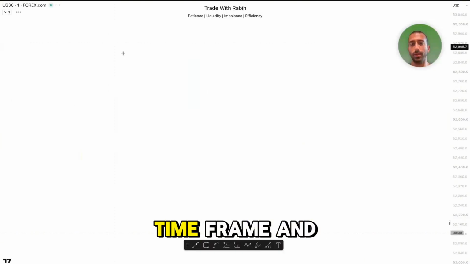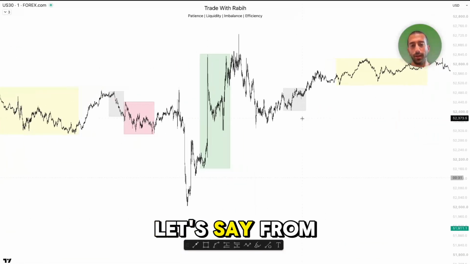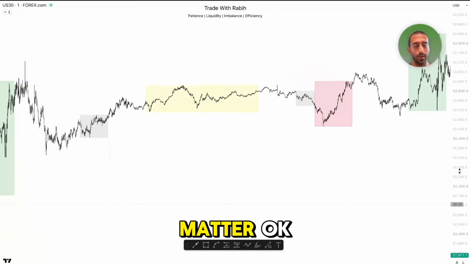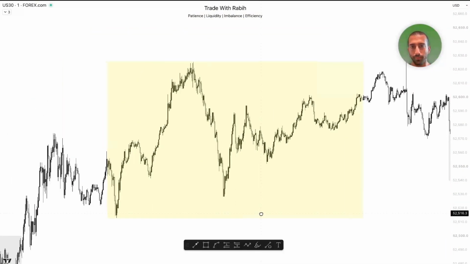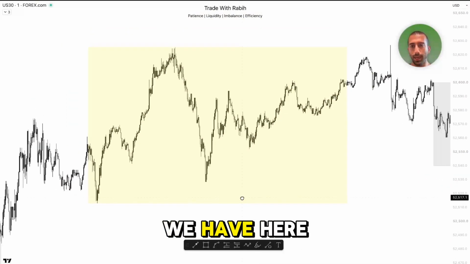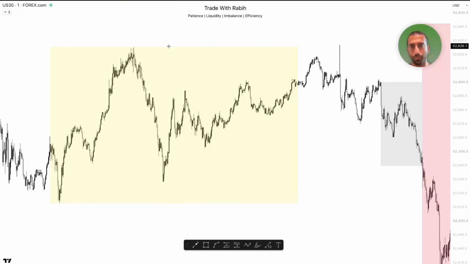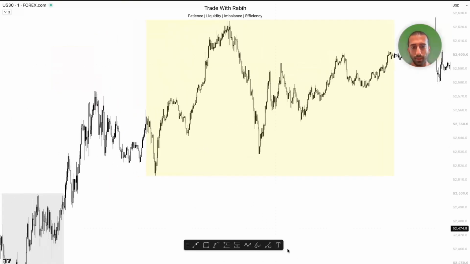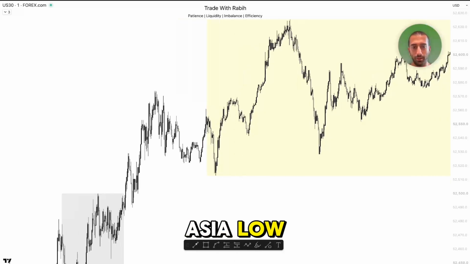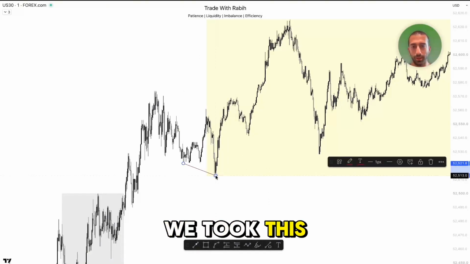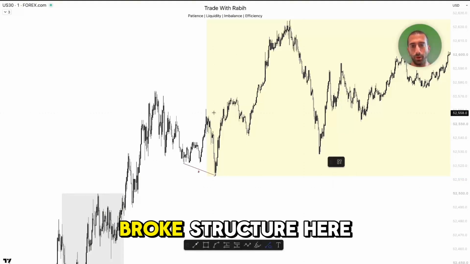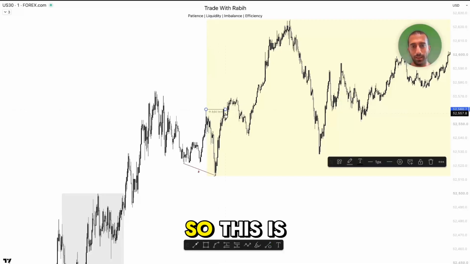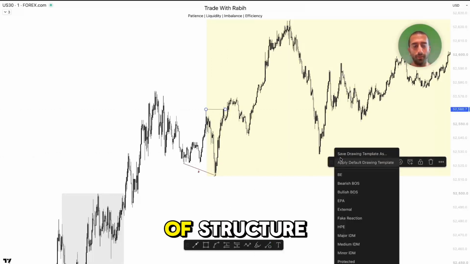Let's hop on the 1-minute time frame and we can start, let's say, from here. It doesn't matter. Okay? So, what do we have here? Let's start from Asia low. So here we swept liquidity. You see this? We took this. And then we broke structure here. So this is a valid break of structure.